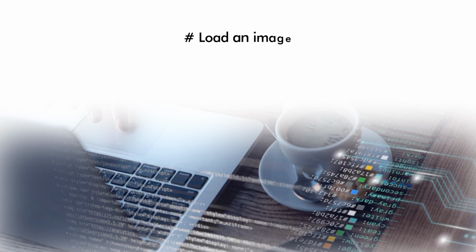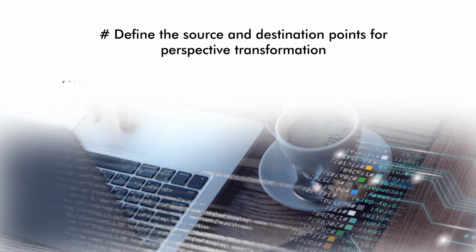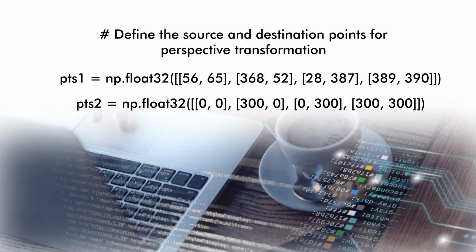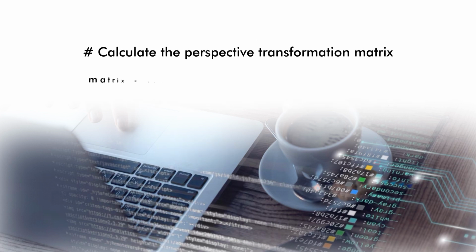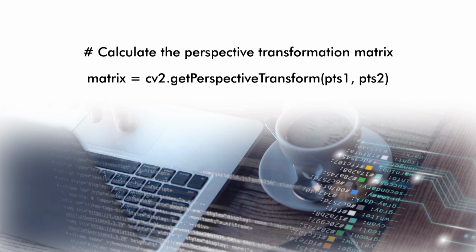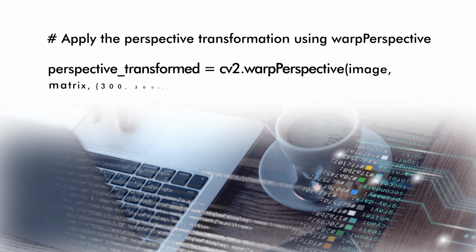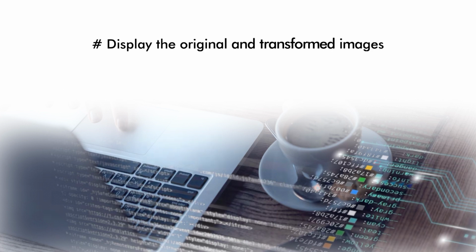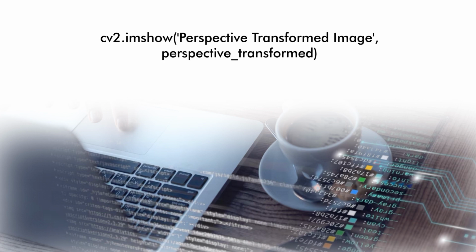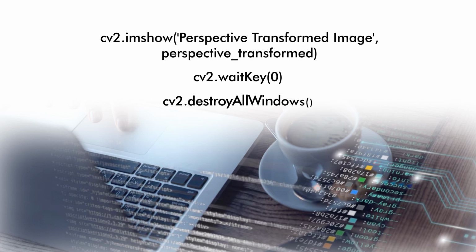Import cv2, load an image, define the source and destination points for perspective transformation. Calculate the perspective transformation matrix. Apply the perspective transformation using warpPerspective. Display the original and transformed images. Note: ensure that points 1 and points 2 are defined accurately to achieve the desired perspective transformation effect.